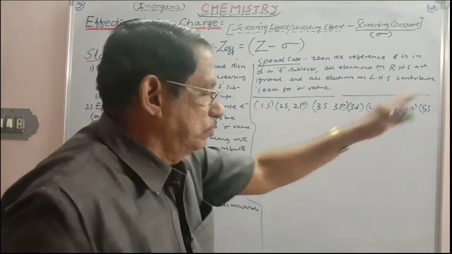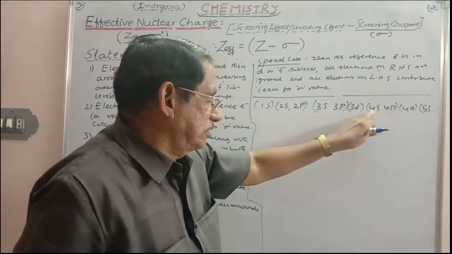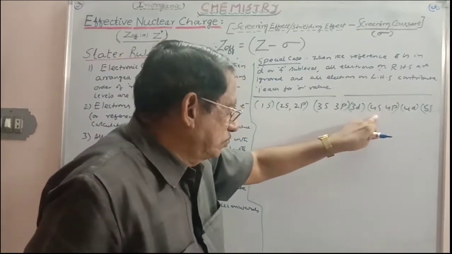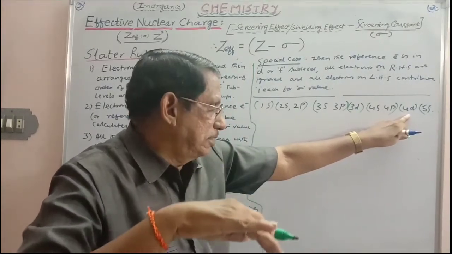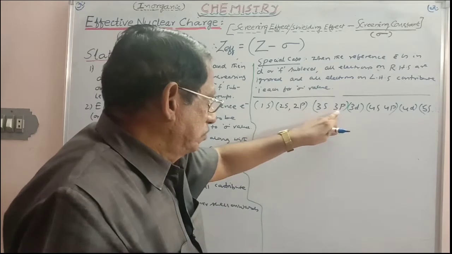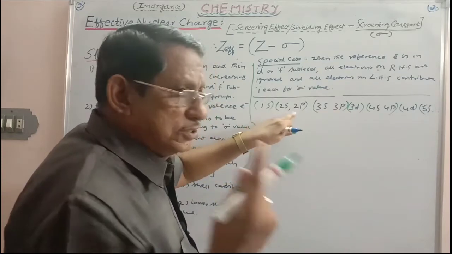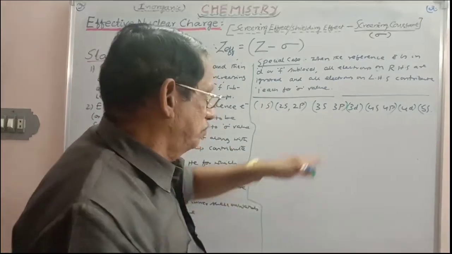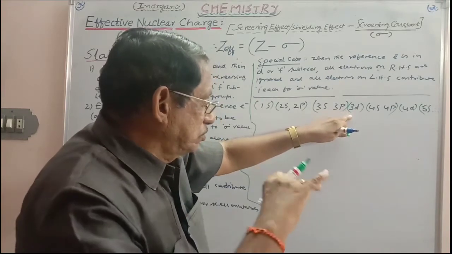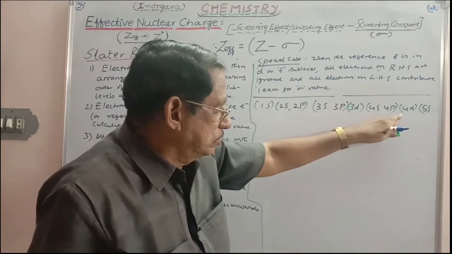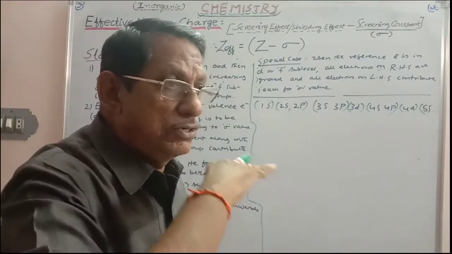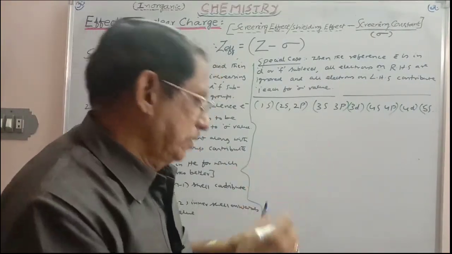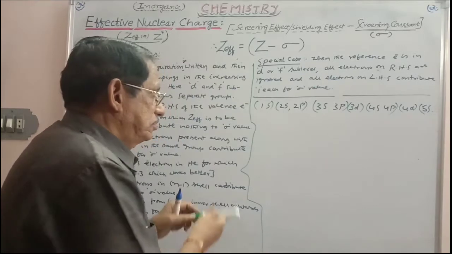This is what you call groupings. In increasing order, 4s, 4p, 4d: this is one group, and this is the other group present in the same main energy level. In the second orbit, there is only one group. First orbit, only one group. Third orbit, there are two groups. Fourth orbit, there are two groups. If 4f is also written, that becomes the third group. In that way, you have to take the groupings of the sublevels. These are the groupings.